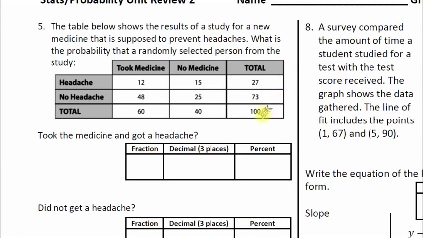We've made it to question number 5 on the Review 2 worksheet for stats probability. Question number 5, the table below shows the results of a study for a new medicine that is supposed to prevent headaches. I think you've seen this table before.